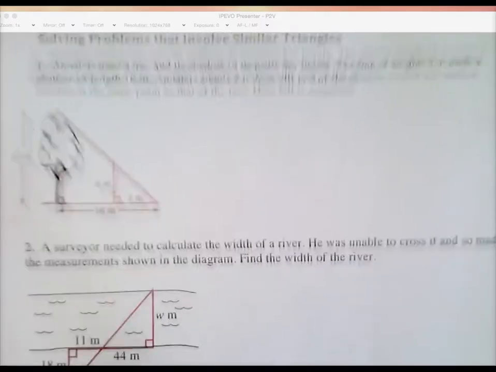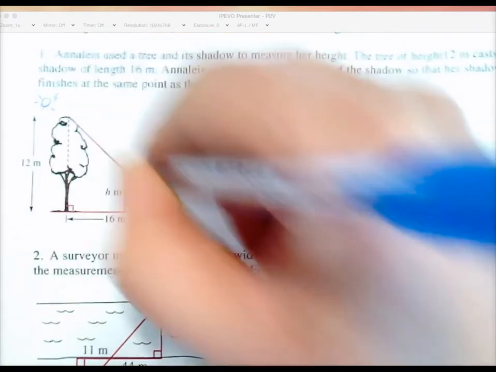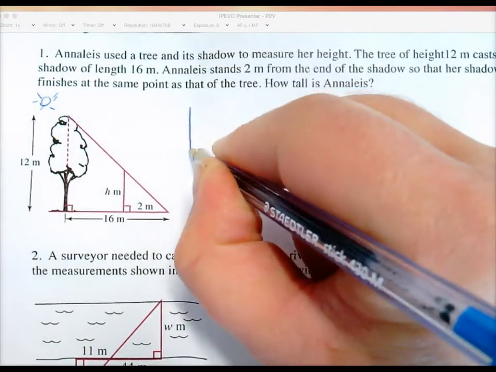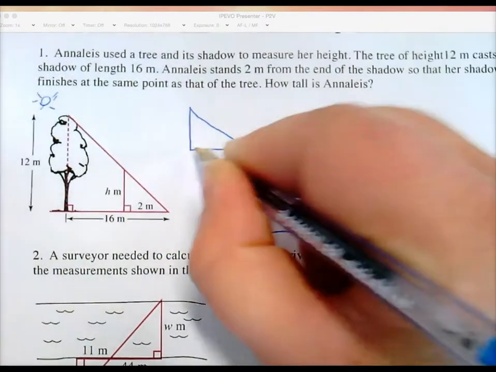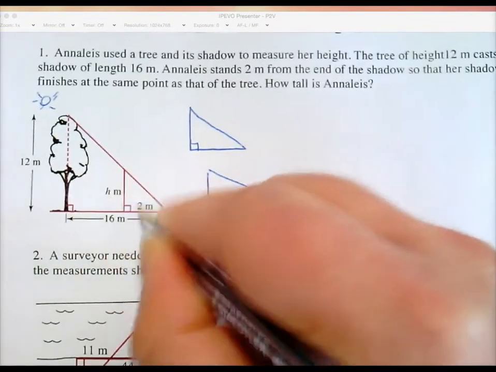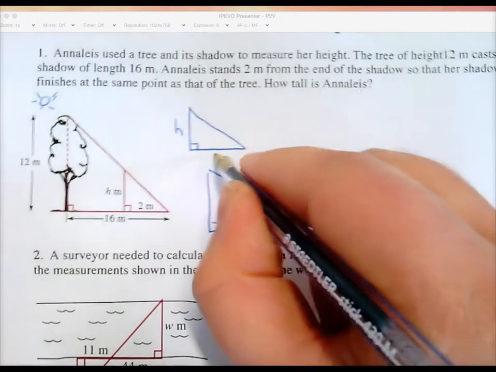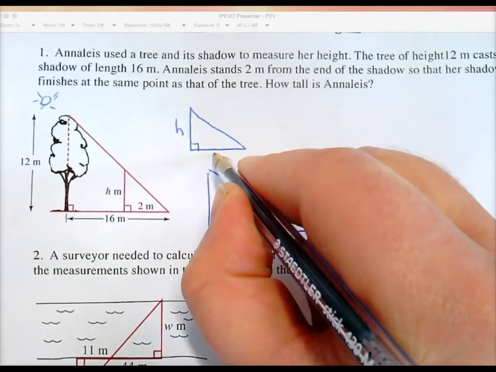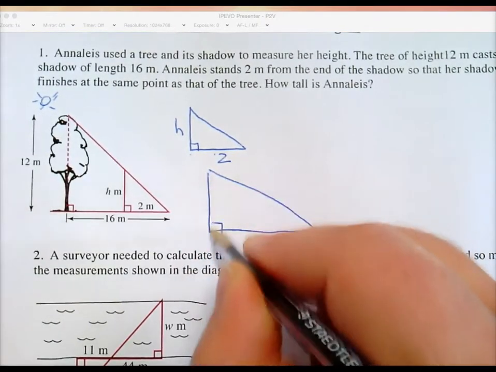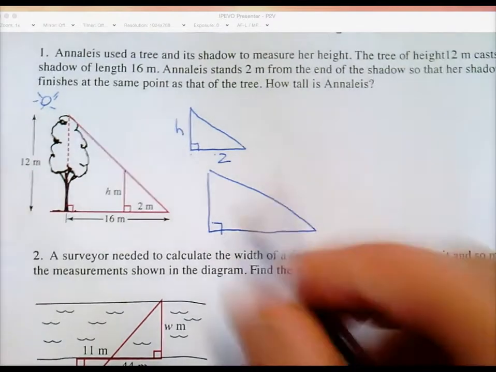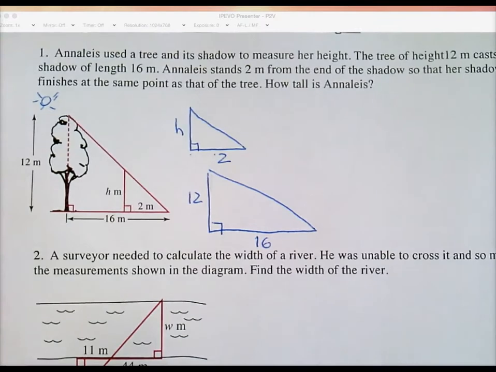Girls, with these problems involving similar triangles, obviously the sun is up here. That's the shadow. Again, drawing two separate triangles is the key to doing these questions. Right angle, right angle. Here's the smaller one, H and? Anyone? We've got H and 2. What's this? That's the tree. 12 and 16. I'm not doing this. You can do it yourself later.